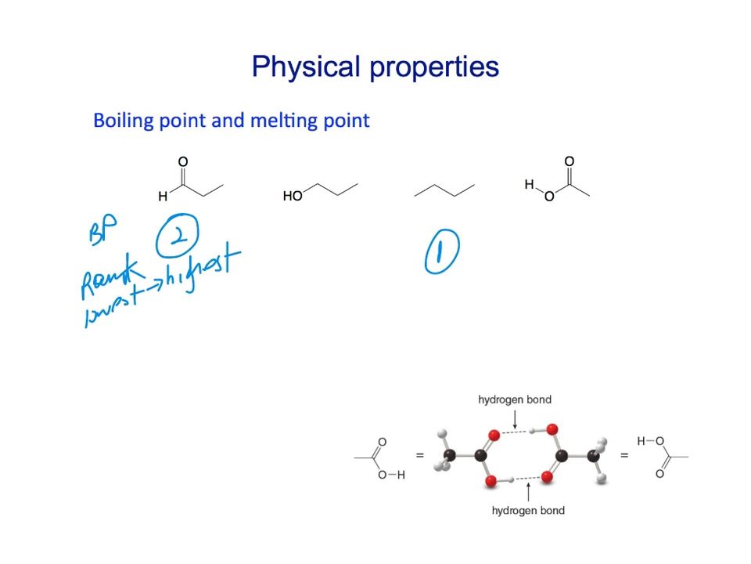All right? So now what do you think between the alcohol and the carboxylic acid? The alcohol comes next. And then the carboxylic acid is the highest. Because the carboxylic acid has this carbonyl oxygen that can form hydrogen bonds. It has the OH that can form hydrogen bonds from the hydrogen or from the oxygen.